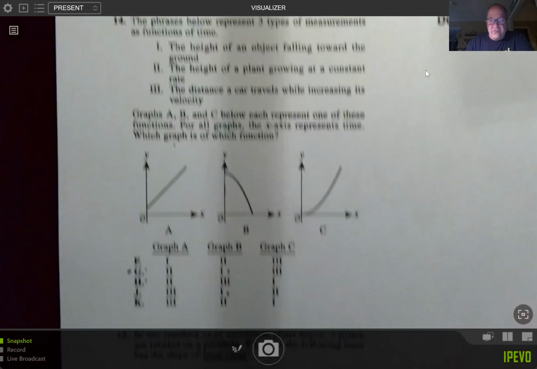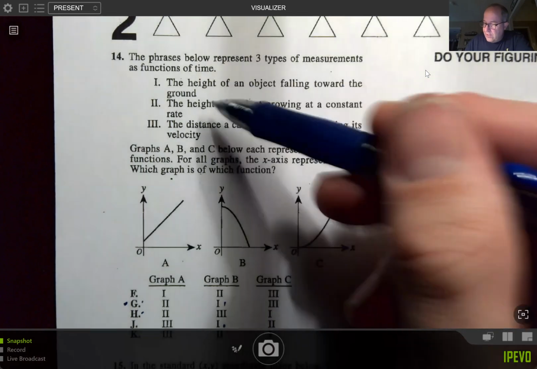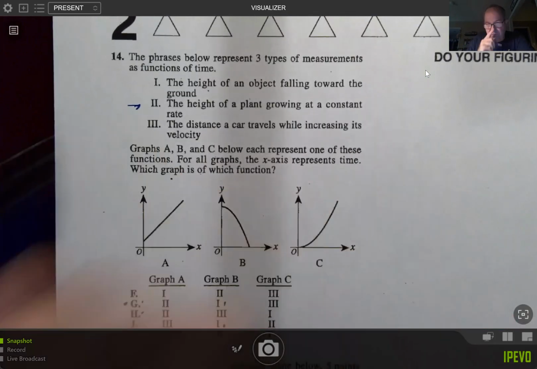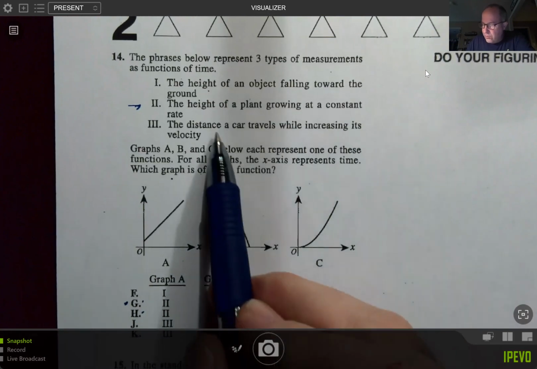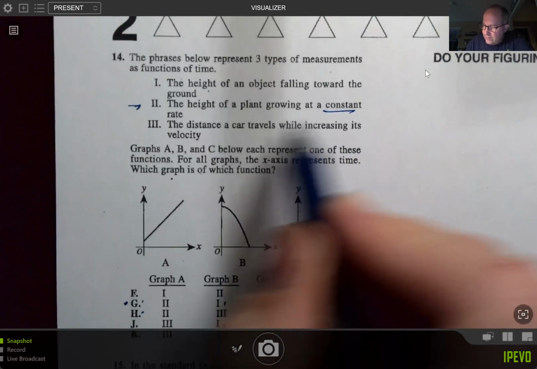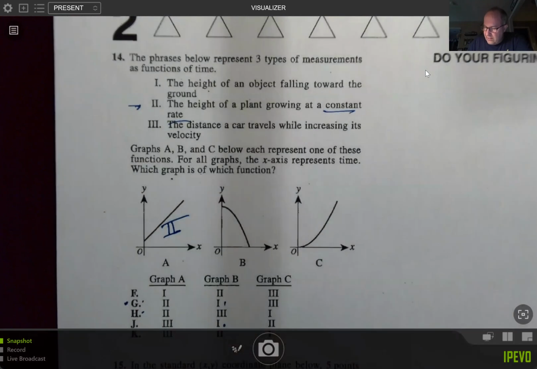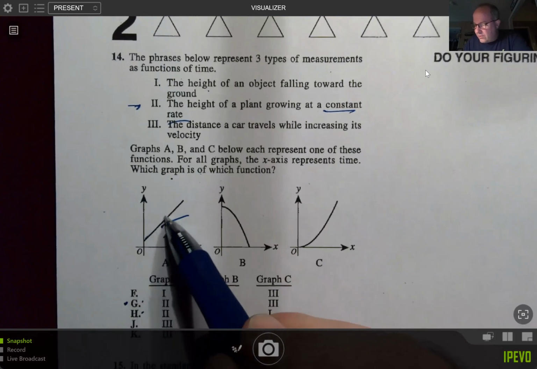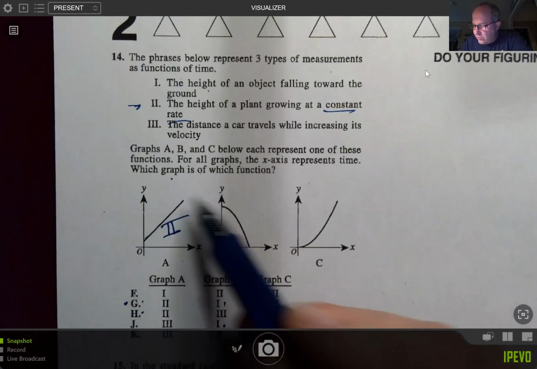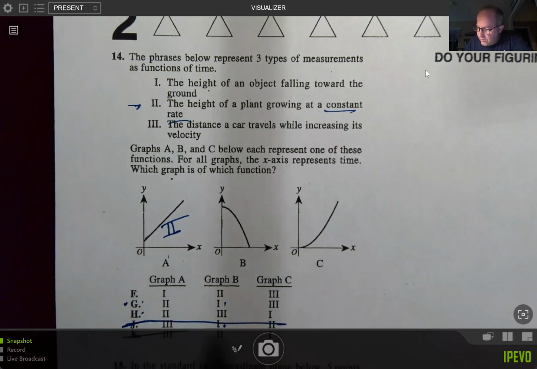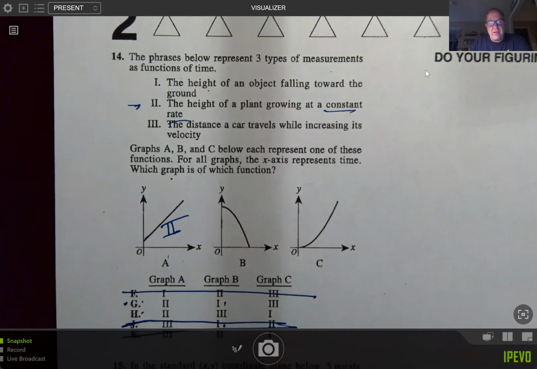Which are defined graphs relate to different pieces here. The height, let's see here. I decided to do Roman numeral 2 first. The height of a plant growing at a constant rate. Well, this is going to be the plant because it's got a constant slope. Looks like it's a slope of 1, whereas these slopes are changing a lot. So A is Roman numeral 2, which means I can get rid of those ones. And just like that, I'm down to a 50-50.